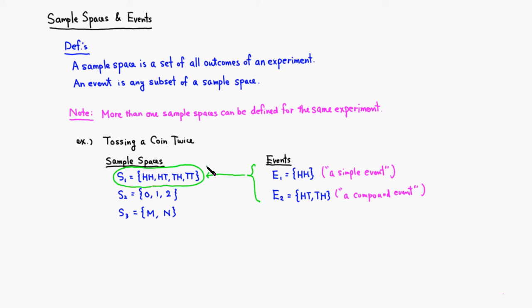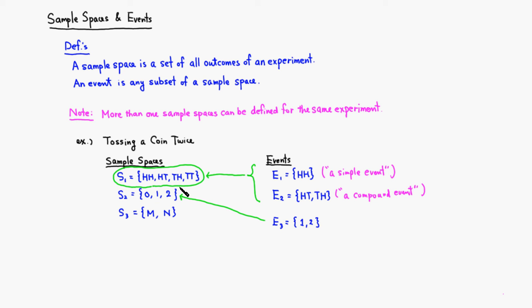Then if you want another event, say E3, maybe based on the second sample space, you could have, let's say, getting at least 1 head. So you have a 1 and a 2. Of course, this is a compound event. This one is based on this sample space.